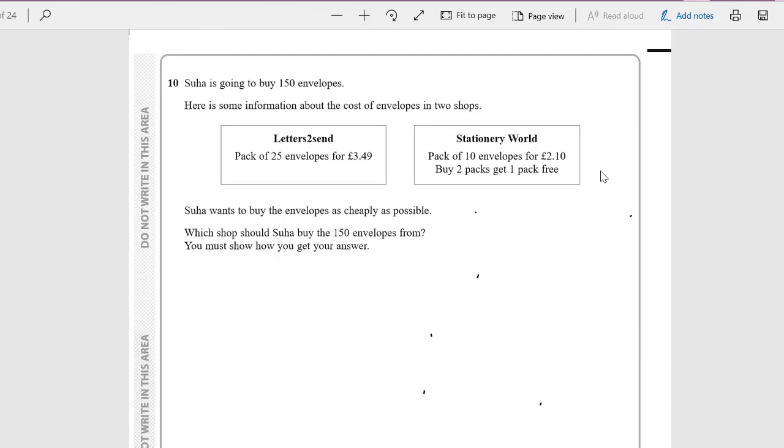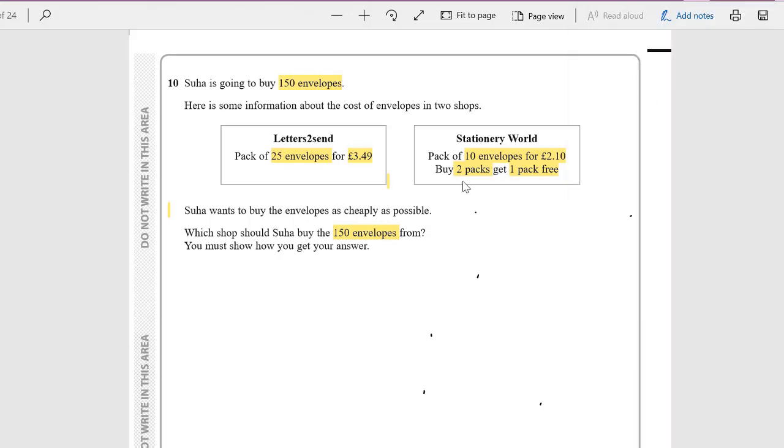Change color. Question 10. Suha is going to buy 150 envelopes, and she has these two options. Letters to send: pack of 25 envelopes for £3.49, and pack of 10 envelopes for £2.10. For 2 packs, you get 1 pack free. And she wants to buy 150 envelopes as cheaply as possible.